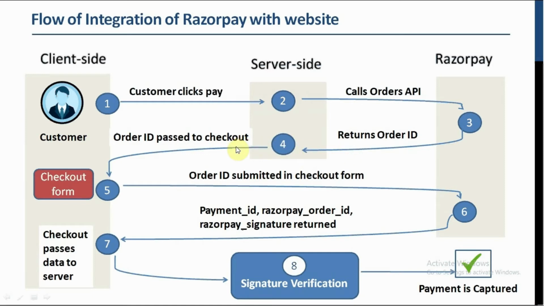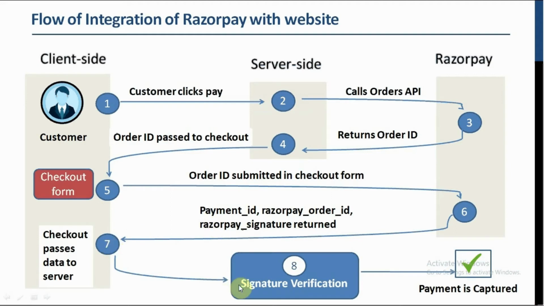After that, at the server, we pass the order ID to the checkout form. The checkout form is nothing but the form with Razorpay's different payment options, and the order ID will be submitted in the checkout form. Then the script in the form calls Razorpay's API for making the payment. Okay, then Razorpay returns the payment ID, Razorpay order ID, and Razorpay signature to the server through the client.